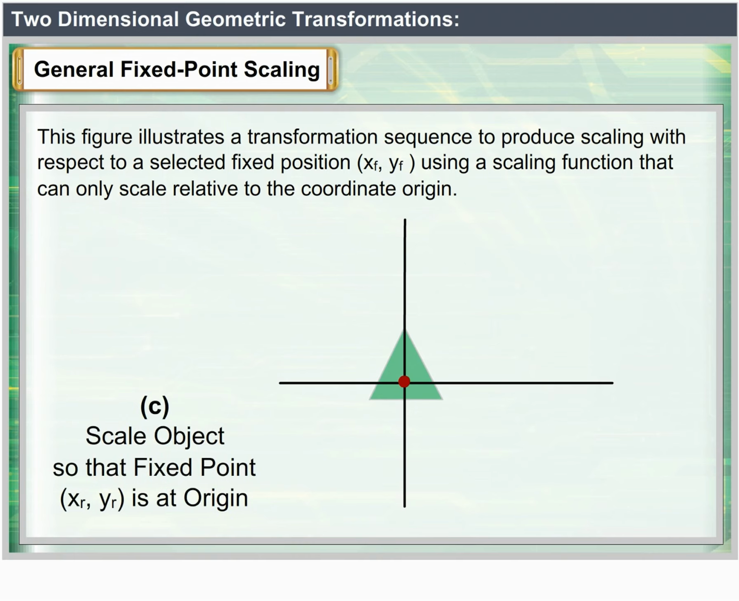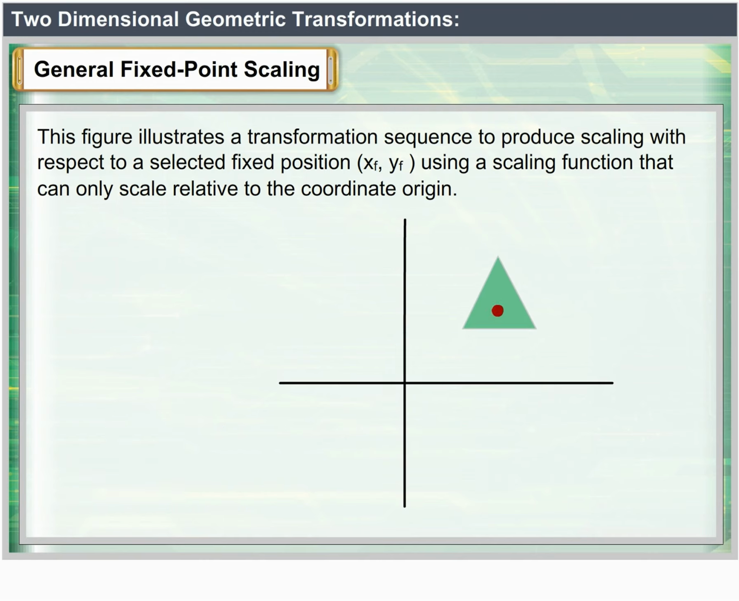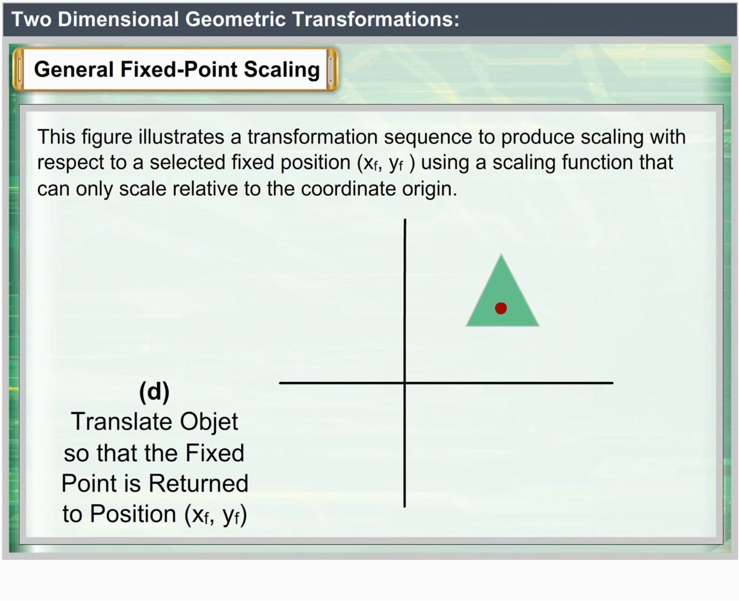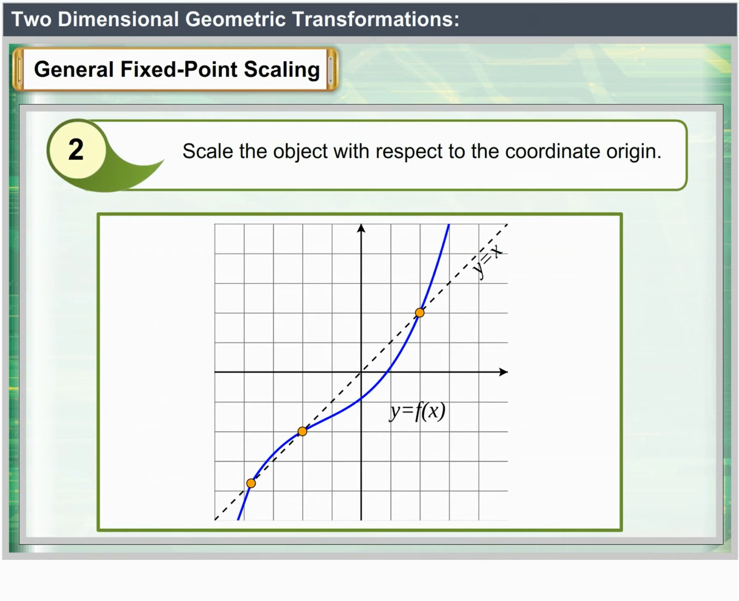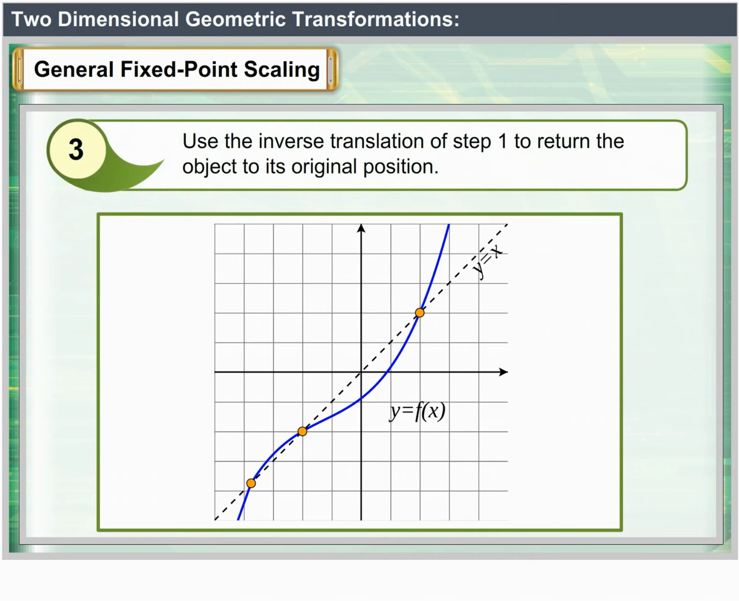Translate the object so that the fixed point coincides with the coordinate origin. Scale the object with respect to the coordinate origin. Use the inverse translation of step 1 to return the object to its original position. Concatenating the matrices for these three operations produces the required scaling matrix as shown on screen.